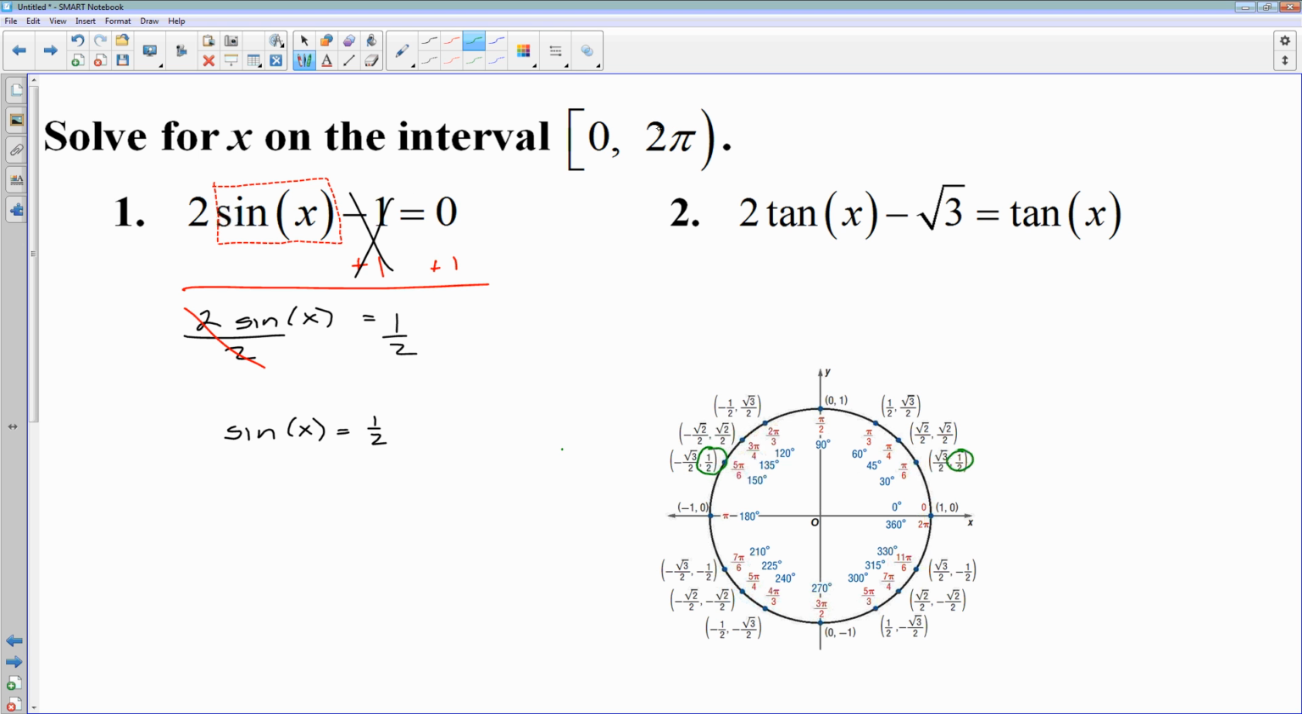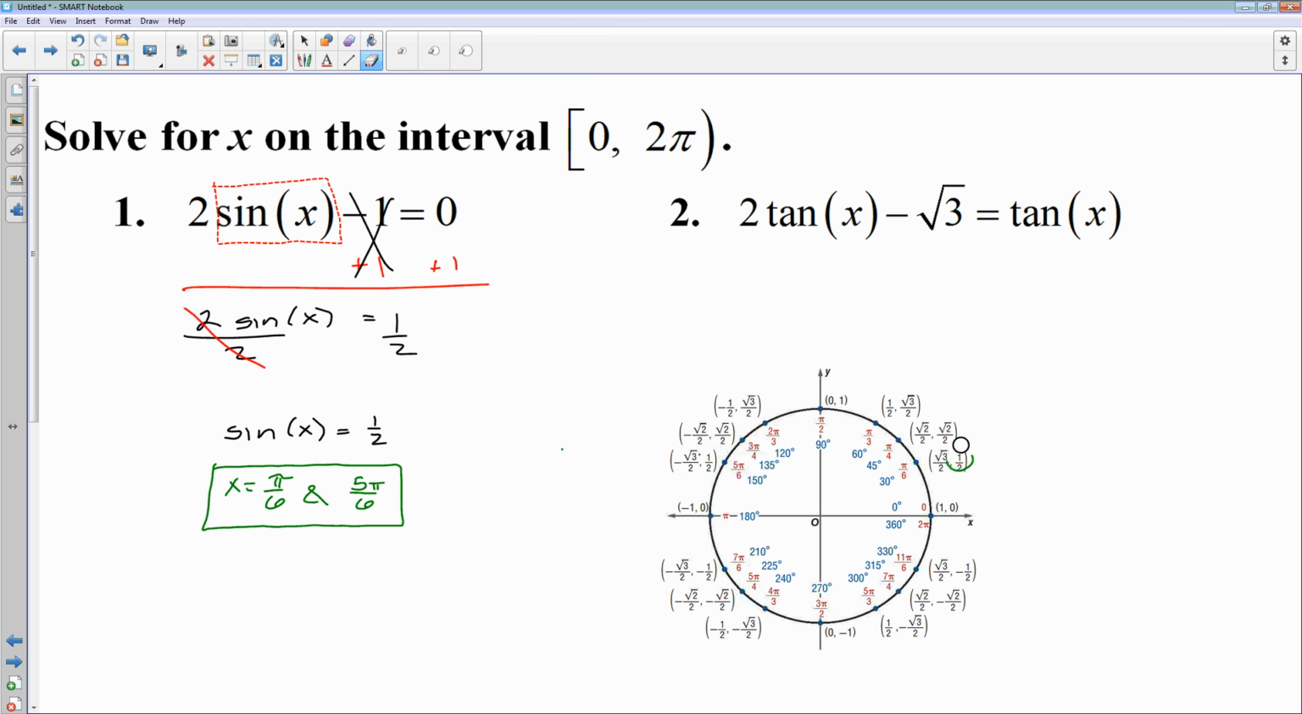Notice it did say 0 to 2 pi, not 0 to 360. So our answers are going to be pi over 6 and 5 pi over 6. And that would be your answers for number one. Notice this is not an inverse sine question. I didn't write down inverse sine. Inverse sine you only answer on the right side of the circle, but for this problem I did specify give me all angles from 0 to 2 pi. So there are your answers for number one.